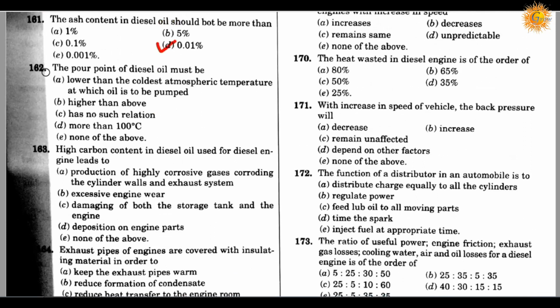Question number 162. The pour point of diesel oil must be: option A lower than the coolest atmospheric temperature at which oil is to be pumped, option B higher than the above, option C has no such relation, option D more than 100 degrees centigrade, option E none of the above. So the correct answer is A, lower than the coldest atmospheric temperature at which oil is to be pumped.